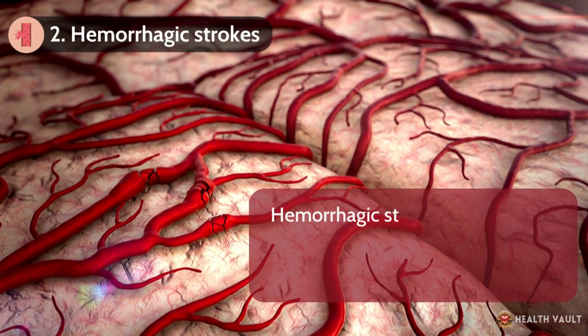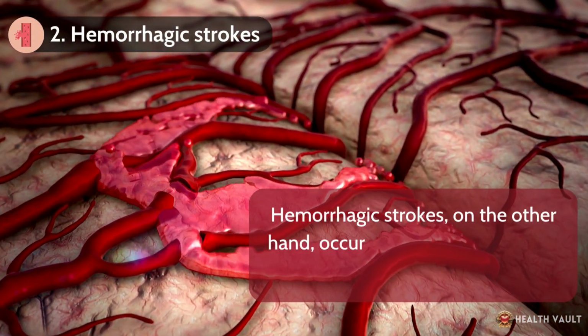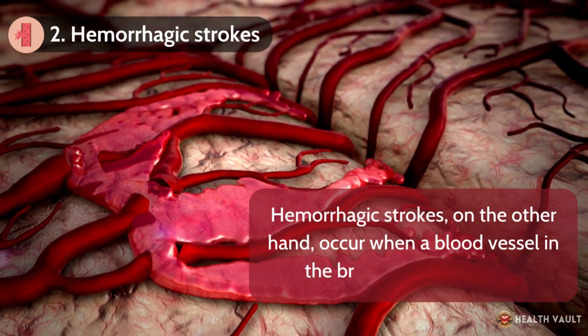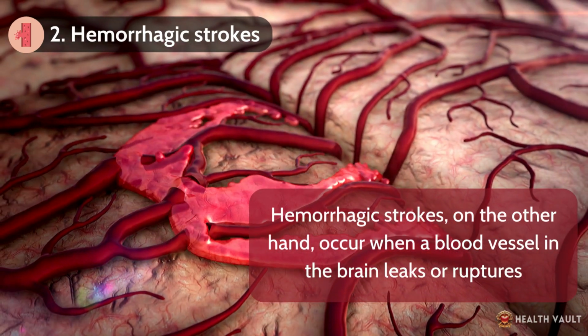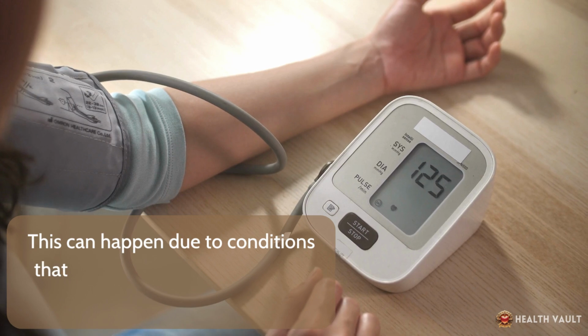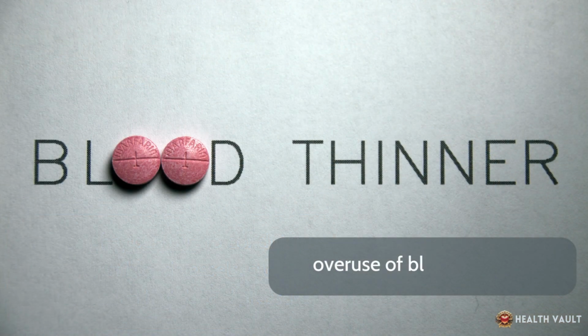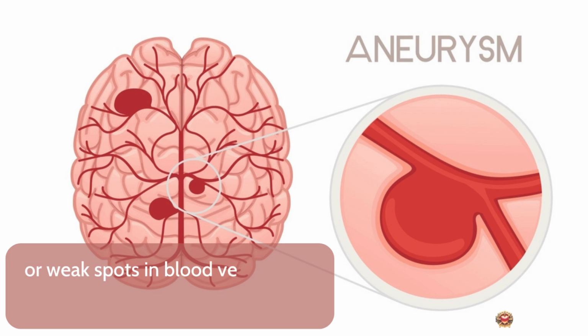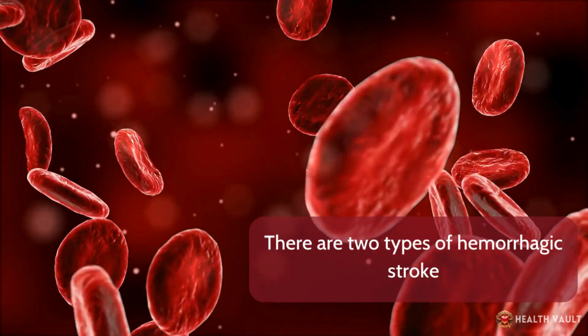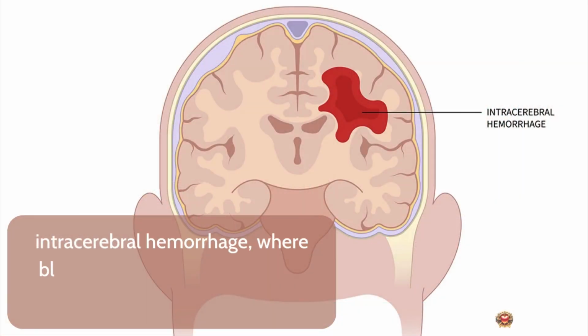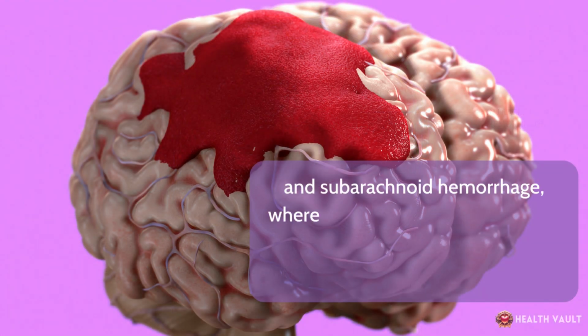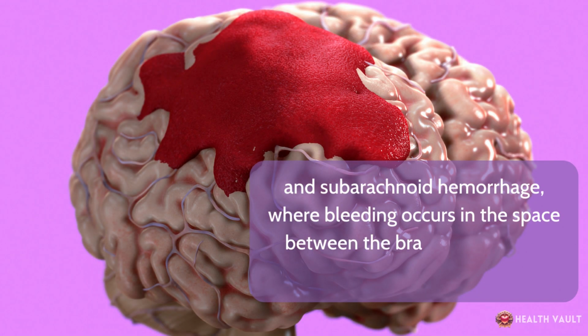Number 2. Hemorrhagic strokes. Hemorrhagic strokes, on the other hand, occur when a blood vessel in the brain leaks or ruptures. This can happen due to conditions that affect blood vessels, such as uncontrolled high blood pressure, overuse of blood thinners, or weak spots in blood vessel walls called aneurysms. There are two types of hemorrhagic stroke: intracerebral hemorrhage, where bleeding occurs within the brain tissue, and subarachnoid hemorrhage, where bleeding occurs in the space between the brain and the thin tissues that cover it.